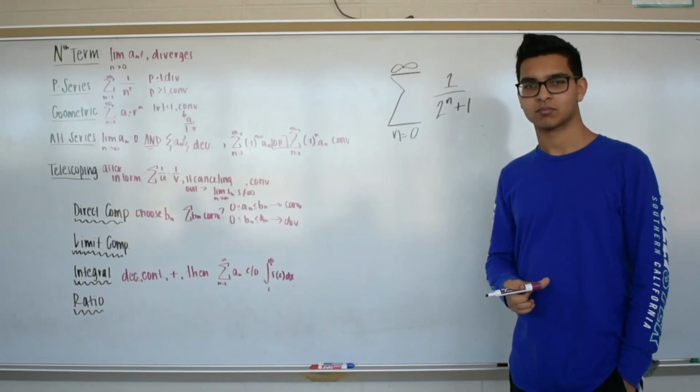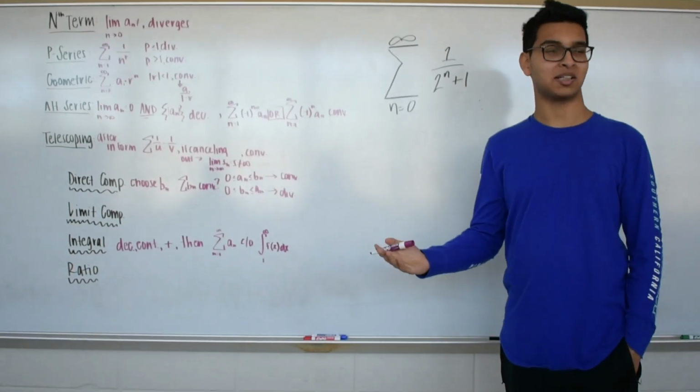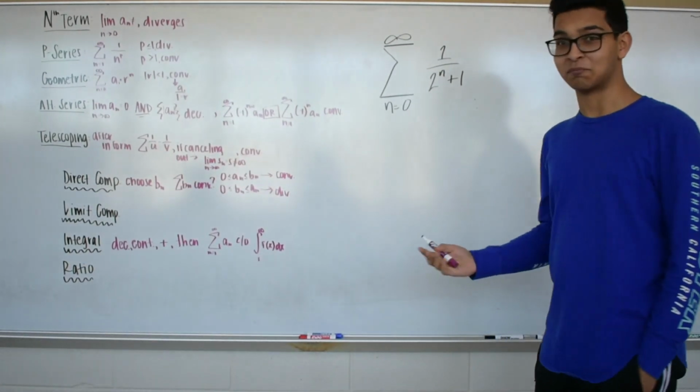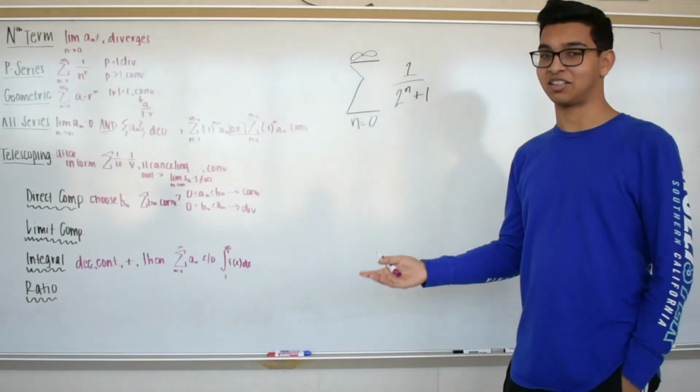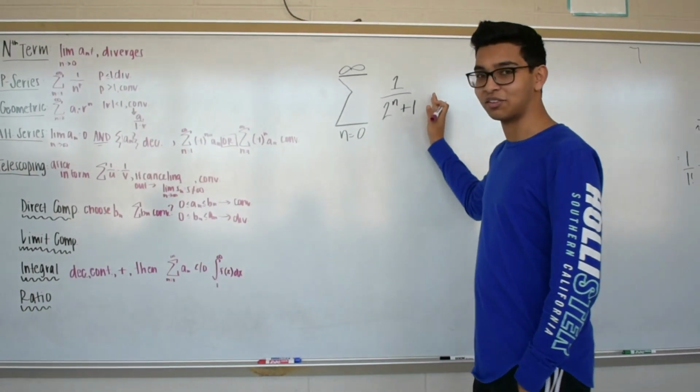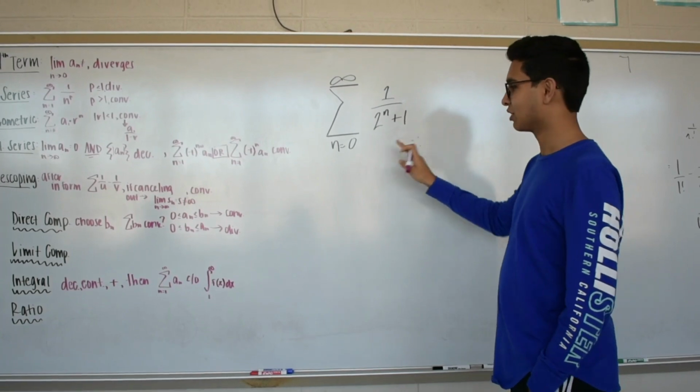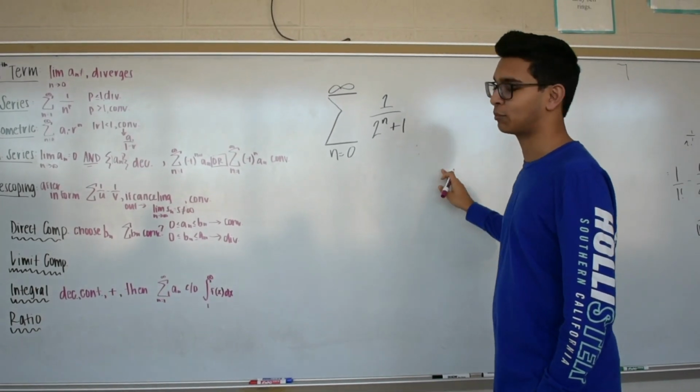Hi guys, welcome to Medium IQ Math with Akshat. It's medium IQ because today we're doing the direct comparison test, which does not need that much IQ. We have this infinite series from 0 to infinity of 1 over 2n plus 1.